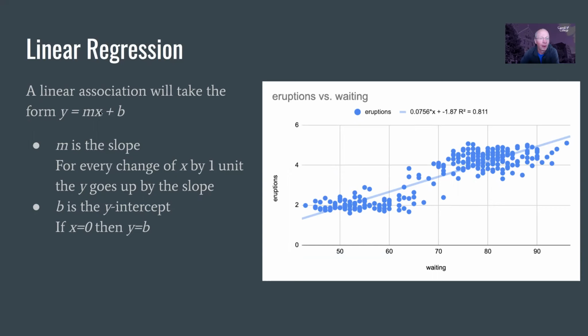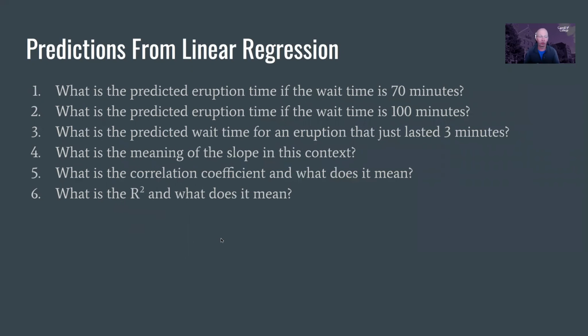The b is the y-intercept, and that's if x is 0, and I can see that here. If I put a 0 in for x, m times 0 is 0, my y turns out to be the y-intercept. Now, oftentimes the y-intercept doesn't really have any true meaning associated with the data. So in this case, if there was 0 wait time between eruptions, well, then you're still in the same eruption. And so this negative 1.87 doesn't really make any sense in context. What it does is it shifts the line up and down so that it actually matches the data well over here.